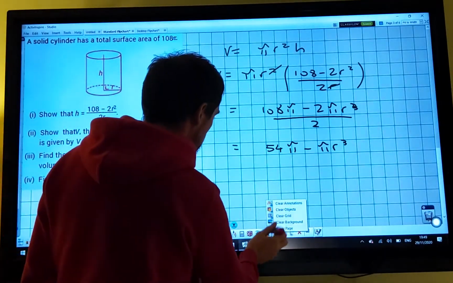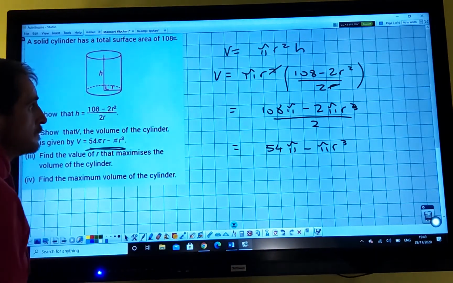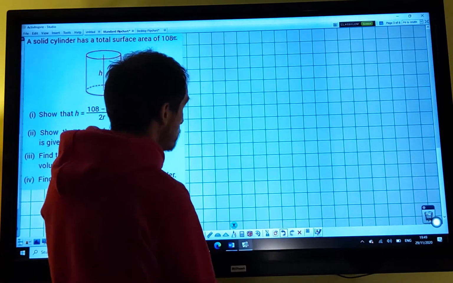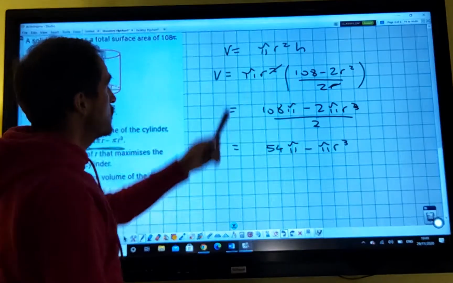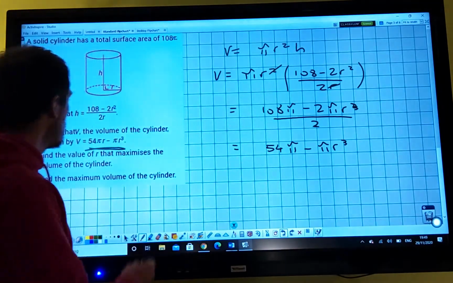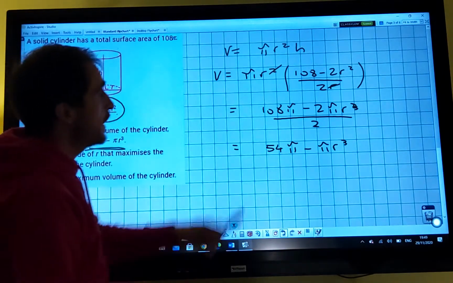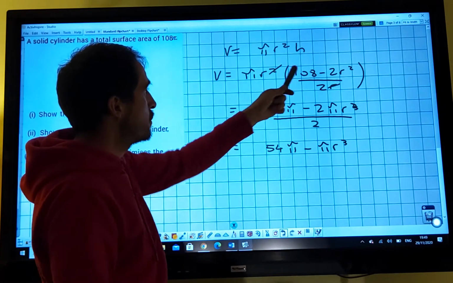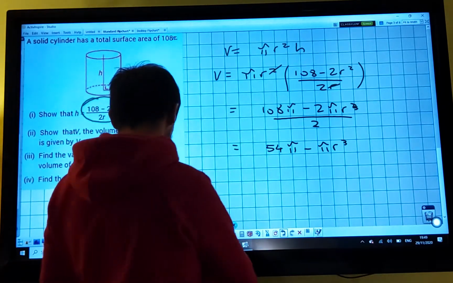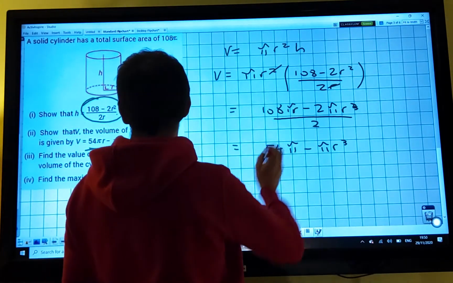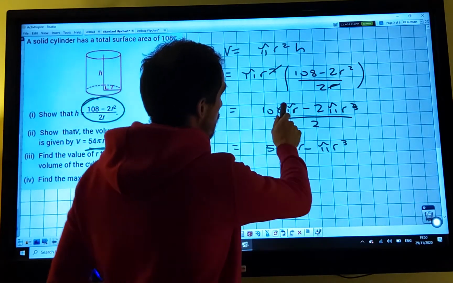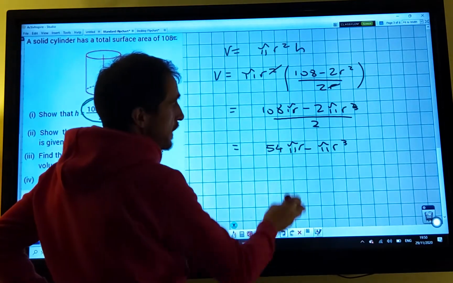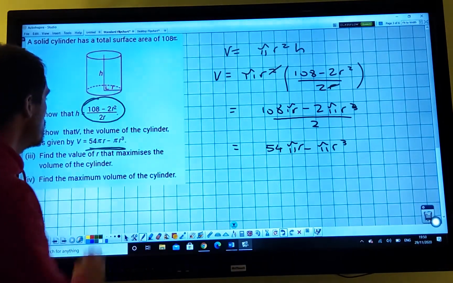Okay, so again, I'll just run through that again just to make sure that we understand that. So that's my volume. Instead of h, I'm going to put in this here. And then I multiply it out. The r here, r squared, that's r times r, cancels with this r here. Multiply it out, and that should be pi r. So you multiply it by pi r. So 2 pi r cubed, and then divide it by 2. And that gets you what you want here.